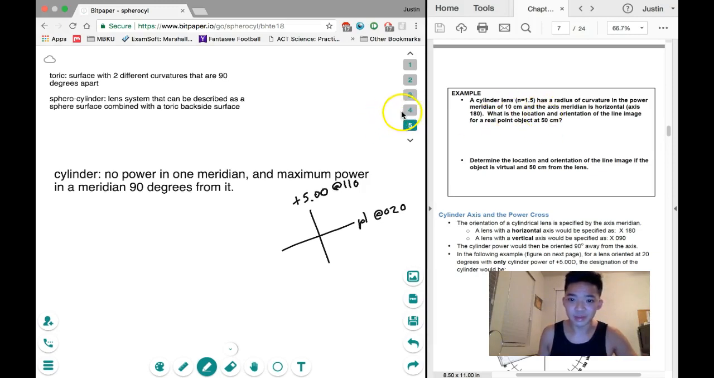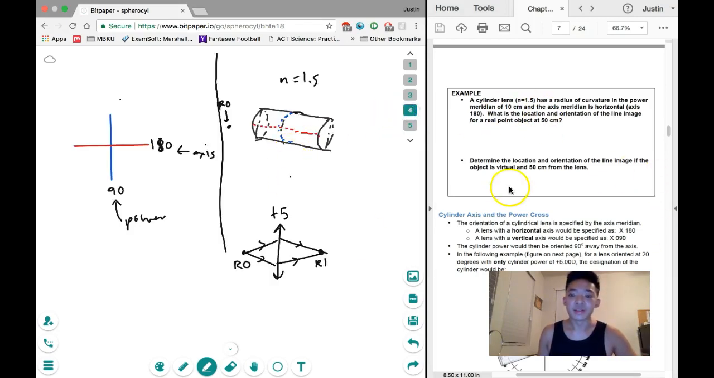So we're going to go through this problem here. It's pretty much the first problem in your book. So let's check it out. A cylinder lens, n equals 1.5, has a radius of curvature in the power meridian of 10 centimeters, and the axis meridian is horizontal, axis 180. So this is a really important piece of information. Right off the bat, it tells you the axis meridian is horizontal.